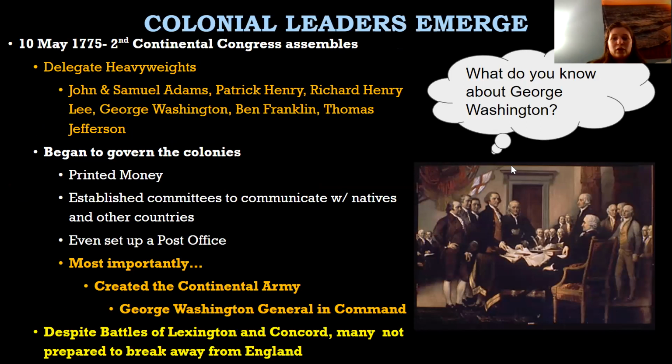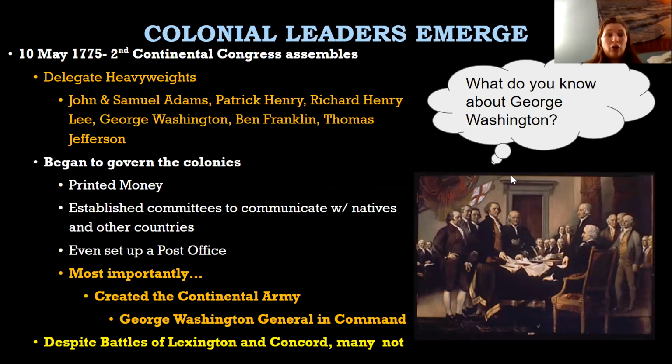So this leads to a second Continental Congress, and there are many delegates elected to be a part of this Congress, including John and Samuel Adams, Patrick Henry, Richard Henry Lee, George Washington, Ben Franklin, and Thomas Jefferson. And this is an early example of them trying to govern the colonies as a whole, trying to be that central government figure, including printing money, establishing committees to communicate with Native American people, and even setting up a post office. But most importantly, they create the Continental Army to try to organize an effort against the British, and they put George Washington in command.